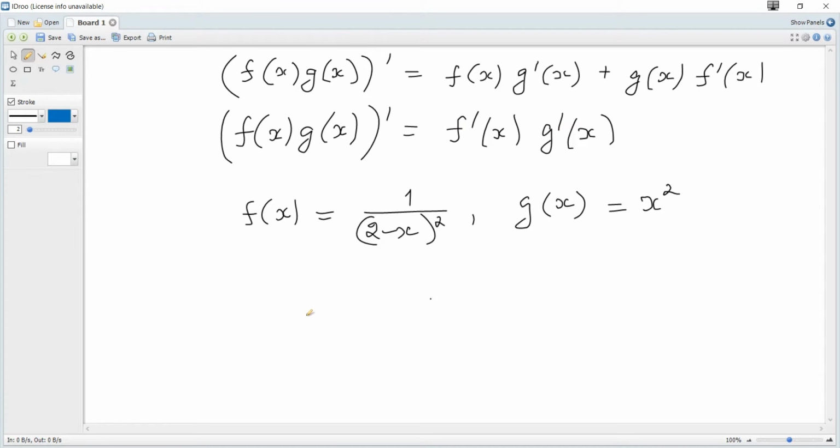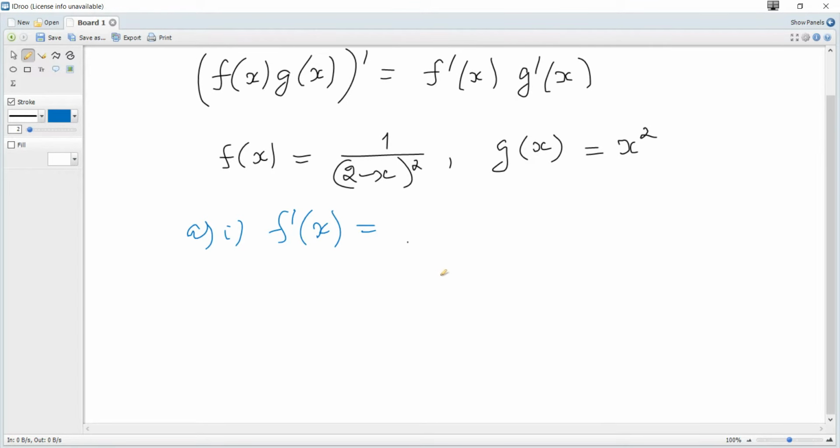In part A, consider f of x is 1 over (2 minus x) squared and g of x is x squared. In question A(i), find an expression for f' of x. So we need to just find the derivative of this. We can rewrite it as (2 minus x) to the power negative 2 and apply the chain rule.